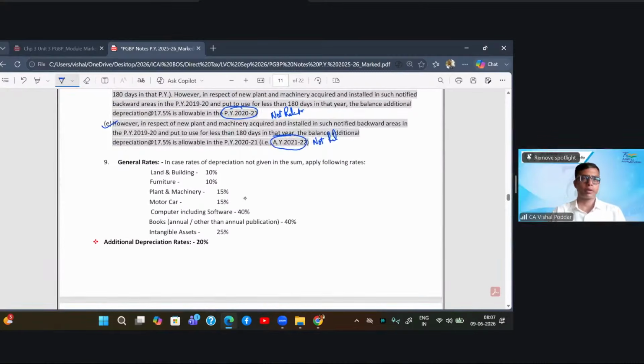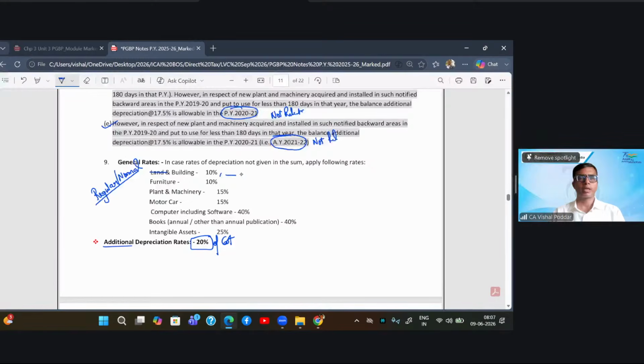Now, there are two depreciations. One is the regular or normal depreciation. One is additional. Additional has only one rate, which is 20% of cost, and regular has different rates. Now in different, I'm just striking out land. We normally write land and building generally in accounts, but income tax and even accounts do not give you depreciation for land. It is only for building.